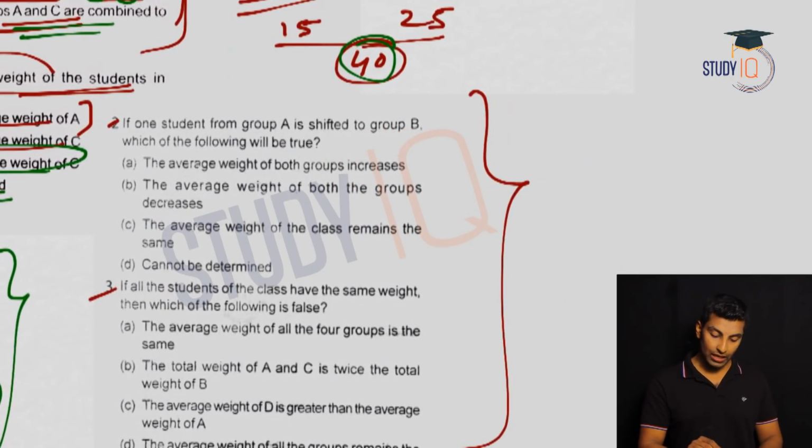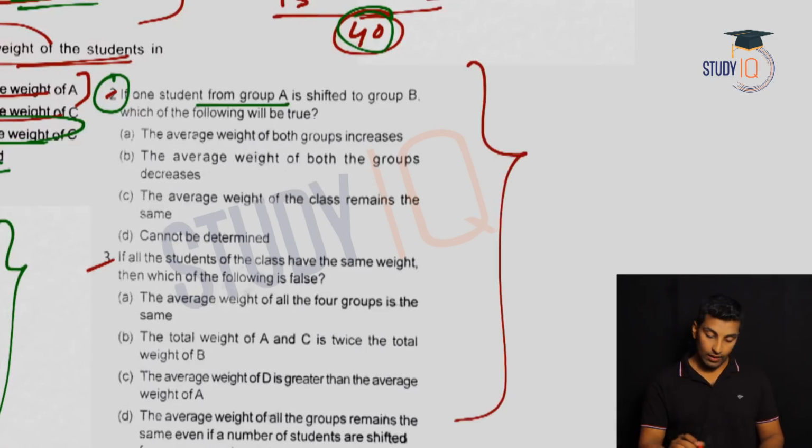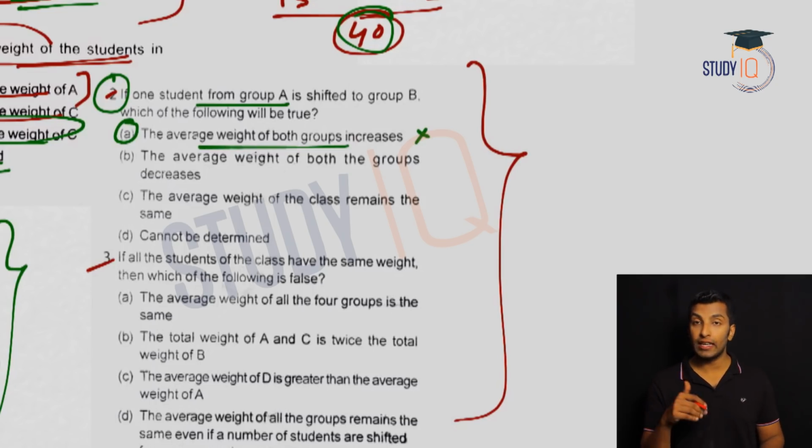Okay, let's move on to question number 2. What is happening here? One student from group A is shifted to group B. So one from A is shifted to B. What is going to happen? Answer option 1 says the average weight of both groups increases. You can't say this. There is a possibility of a decrease also.